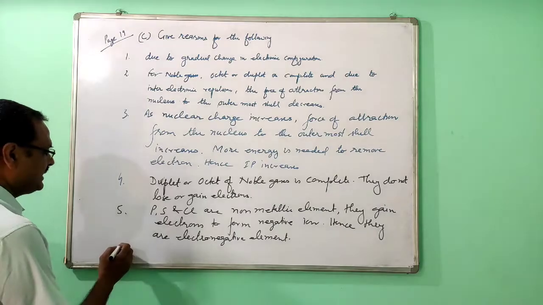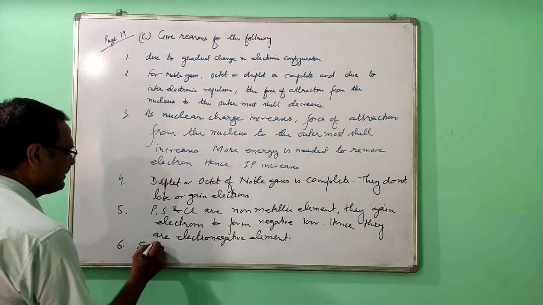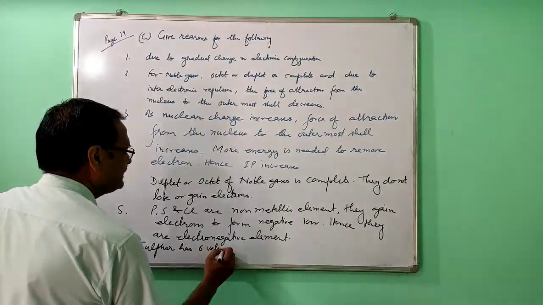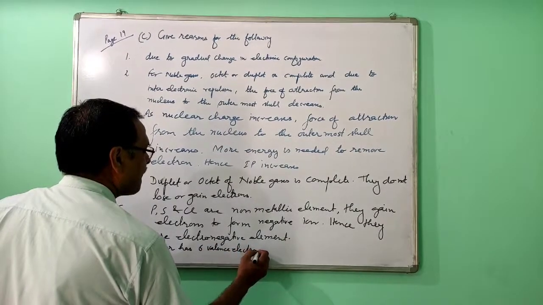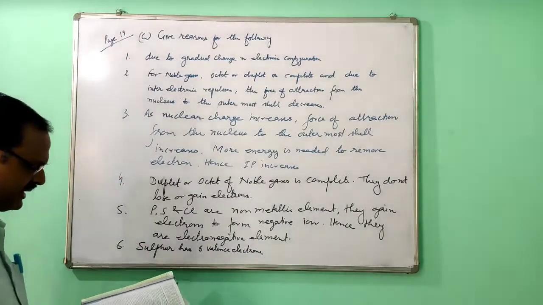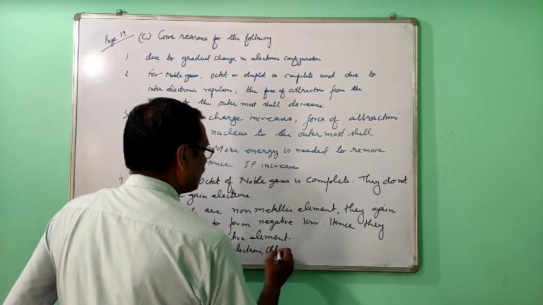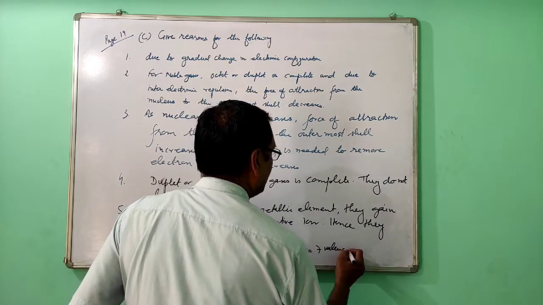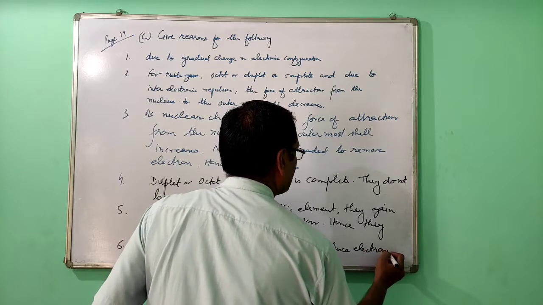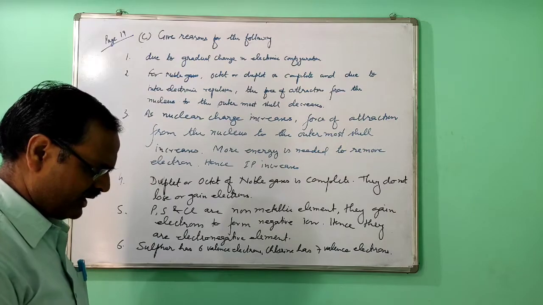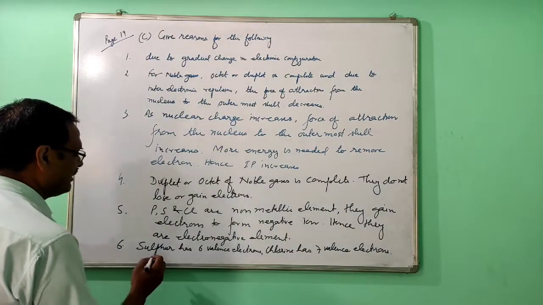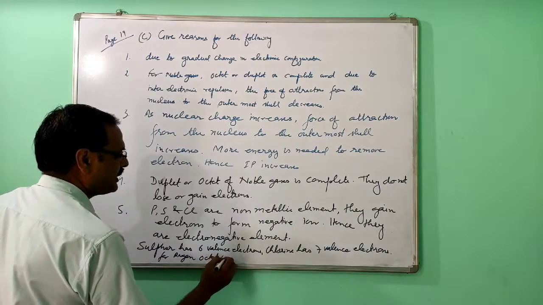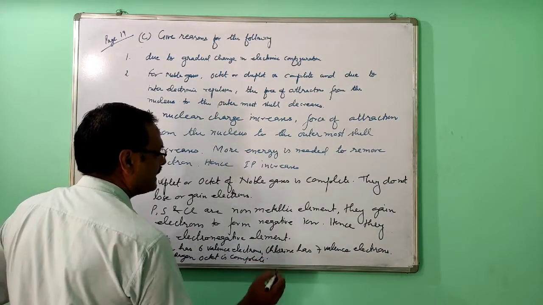Now the sixth one: sulfur is placed in group 6A, chlorine in 7A, and argon in group 18. What is the reason here? Sulfur has 6 valence electrons, chlorine has 7 valence electrons, and for argon the octet is complete, it has 8 electrons.